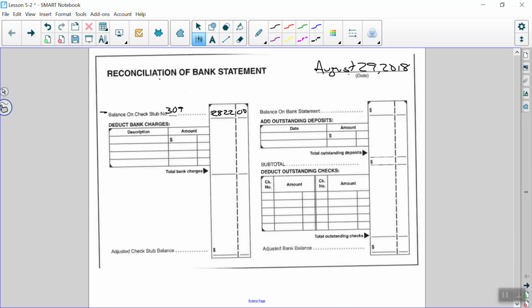Now I look at my bank statement and I have to see if the bank charged me anything. In this case, they charged me a service charge, $20.